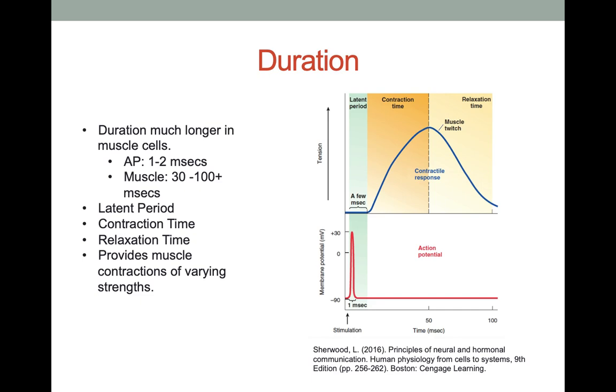So overall, those times, 1 to 2 milliseconds for an action potential and 30 to 100 plus milliseconds for a muscle response, are pretty important to provide muscle contractions of varying strengths. Being able to have that gap in time allows us to analyze that and work with those things.